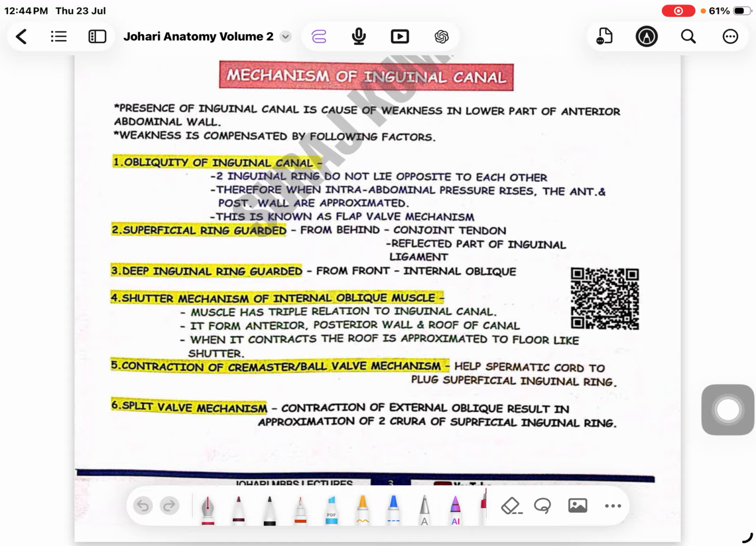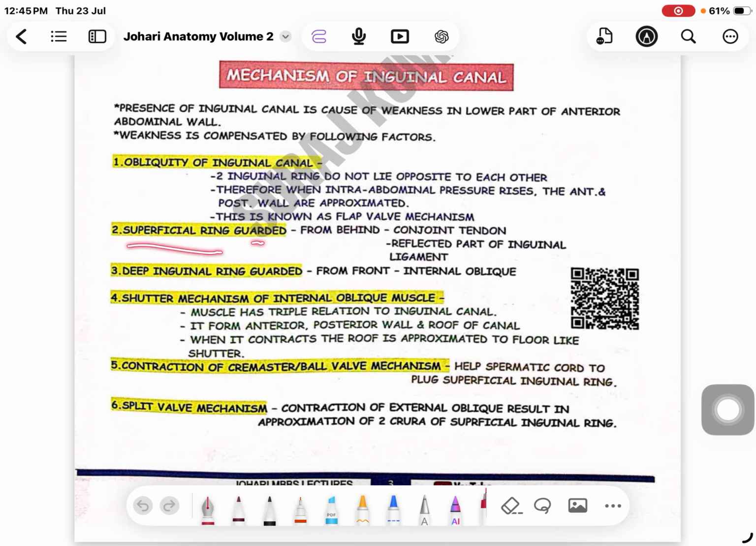Therefore, when intra-abdominal pressure rises, the anterior and posterior wall are approximated. Both the walls will be approximated. This is known as flap valve mechanism. This is very important, flap valve mechanism. So please remember that obliquity mechanism of inguinal canal, because it is a point of weakness, so there are mechanisms which compensate for this, and for this we have obliquity in the inguinal canal. When intra-abdominal pressure rises, the anterior and posterior wall are approximated, and this is called flap valve mechanism. Like a flap, they will get closed. So it is called flap valve mechanism.